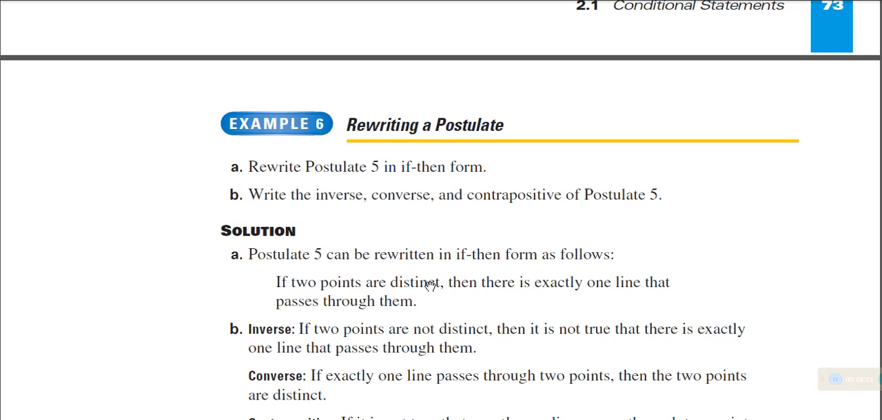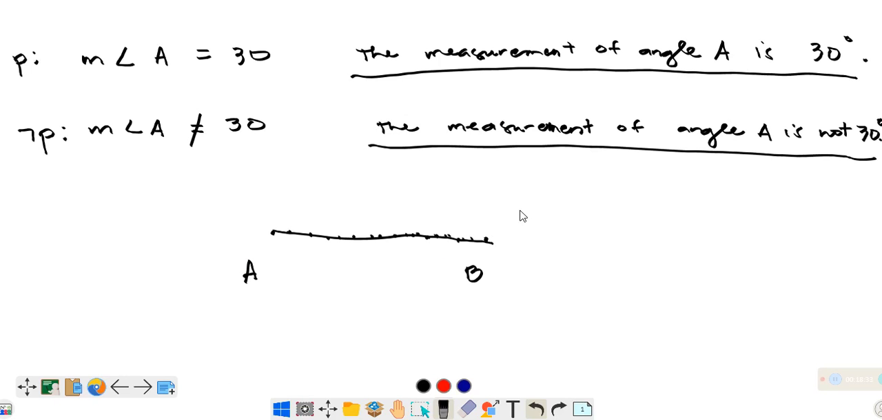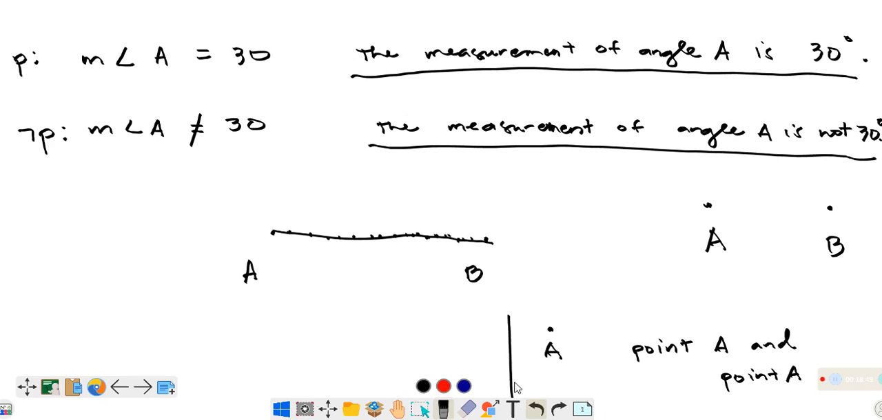Now, let's write its inverse. Pag inverse, inanegate natin yung P, inanegate din natin yung Q. So, if 2 points are not distinct, pag sinabi natin not distinct, hindi sila magkaiba. Paliwanagin natin. So, A and B, magkaibang point sila, di ba? What if the given is point A and point A? How many point A do you have? Isa lang, di ba? So, point A and point A are not distinct.